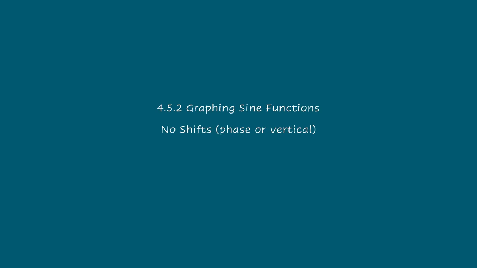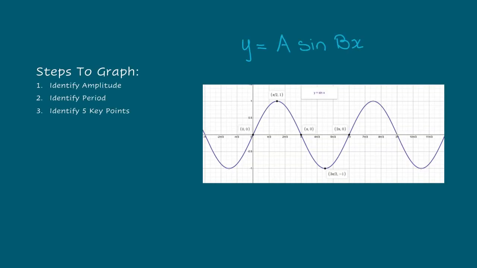In this lesson, we'll take a look at how to graph sine functions that only have changes to the amplitude and the period. When we're plotting sine functions, we're going to be looking at some key pieces of information within our function. We're going to be looking at our amplitude, our period, and then 5 key points that are going to be on our graph.